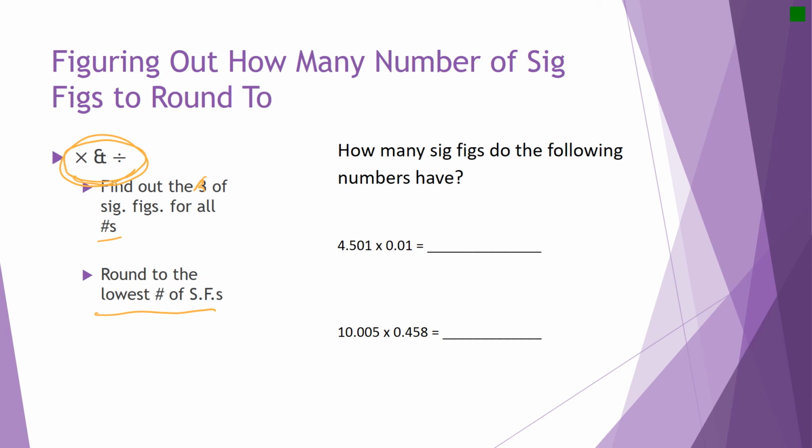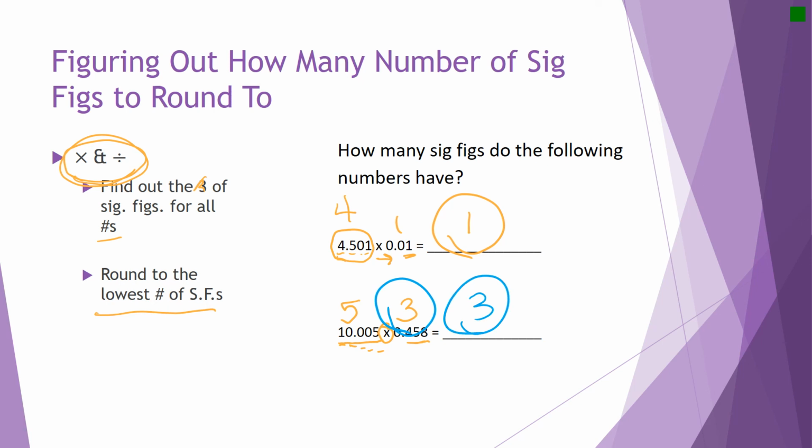So in this question, how many sig figs would I need to round to? 4.501 has 1, 2, 3, 4 sig figs. 0.001 has, starting from the left, only 1 sig fig. So whatever my answer is, I would have to round to 1 sig fig. Okay, 10.005 has 1, 2, 3, 4, 5 sig figs. 0.458 has 1, 2, 3 sig figs. So I can either round to 5 or 3 sig figs because I am multiplying. What am I going to choose? I'm going to choose the lowest number, which would be 3. So I'm going to round to 3 sig figs.